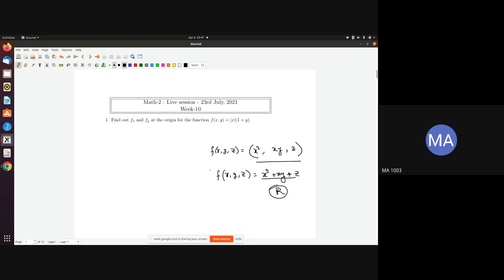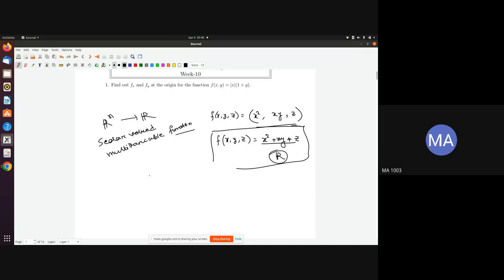In our syllabus, we will focus more on this type of function, from R^n to R, a scalar valued multivariable function. R is the set of real numbers, and the output is a scalar, which lies on the real line.